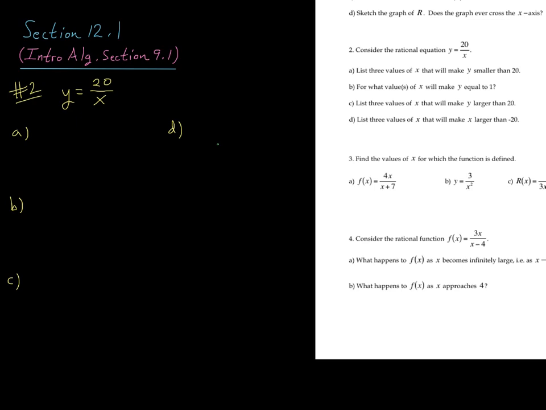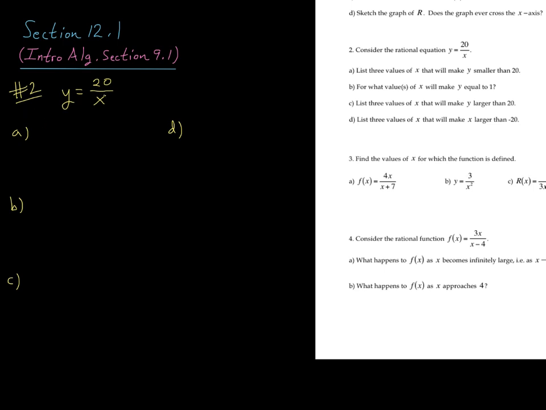All right, in this next video in section 12.1, we're going to look at question number 2 on the worksheet. Here it says to consider the rational equation y is equal to 20 divided by x. So in part A it says list 3 values of x that will make y smaller than 20.